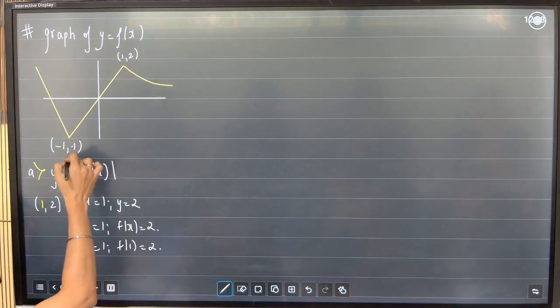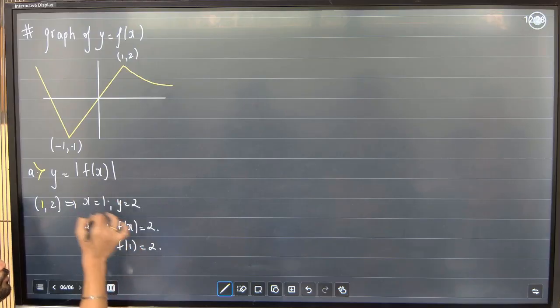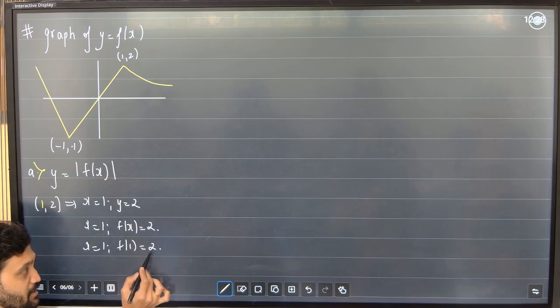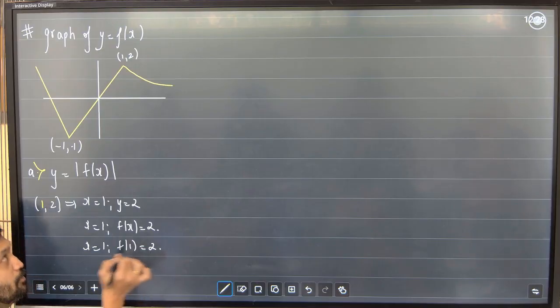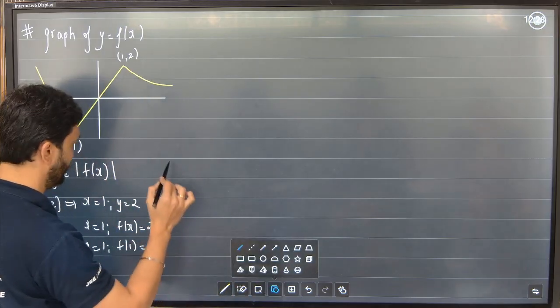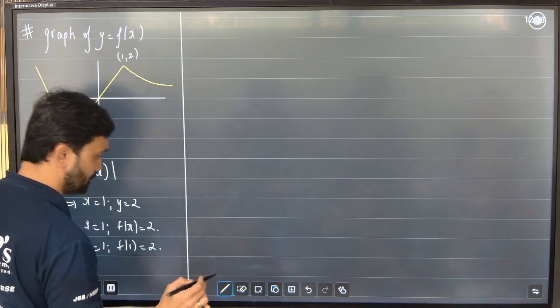So the point is, if x is 1, my f of 1 is equal to 2. That's why they have given mod of f of x. Mod of f of x means the mod value of y. So if I take the first point, my f of 1 is 2 and its mod will also be 2. So the positive part will not change at all. The negative part will change. Now what do you understand by the negative part changing? Look carefully here. Let me explain this to you.